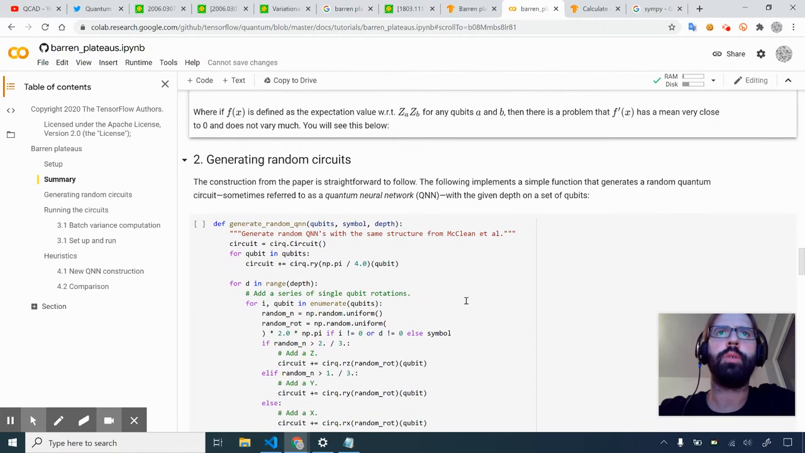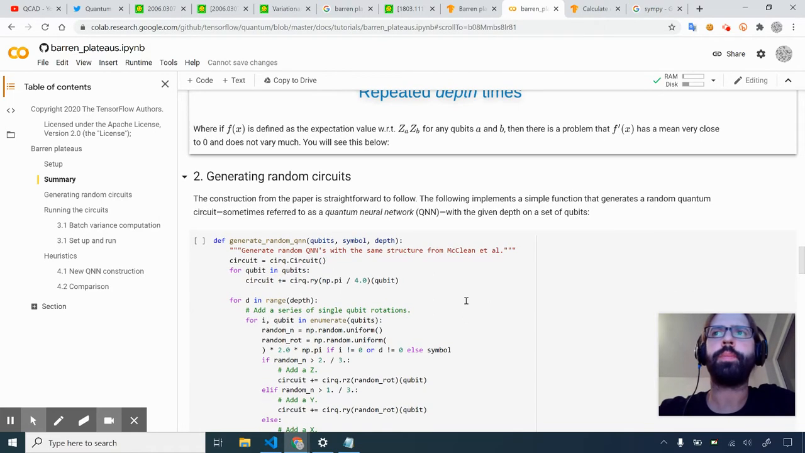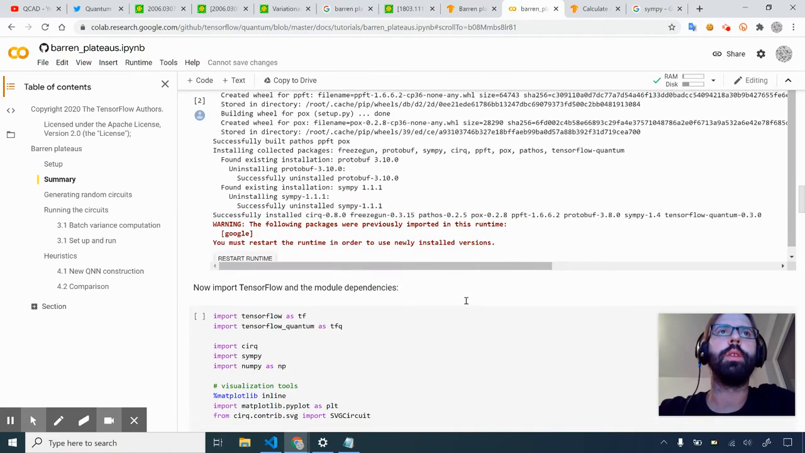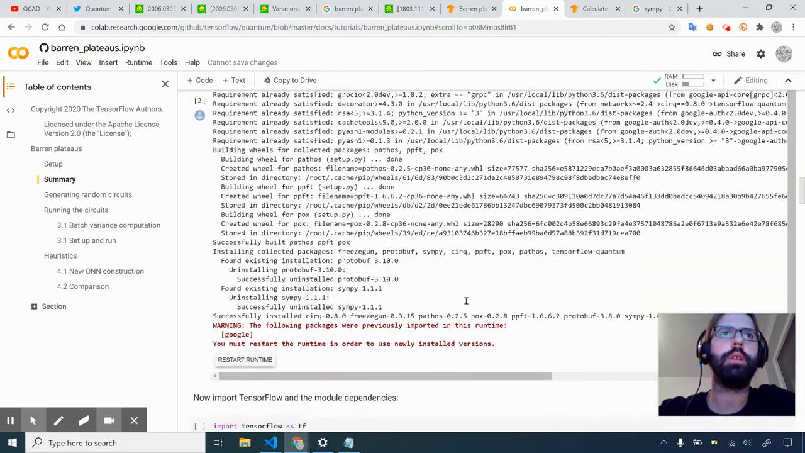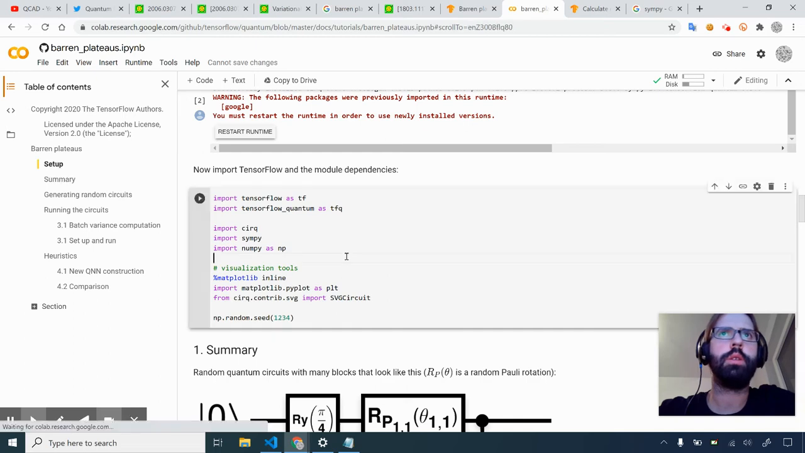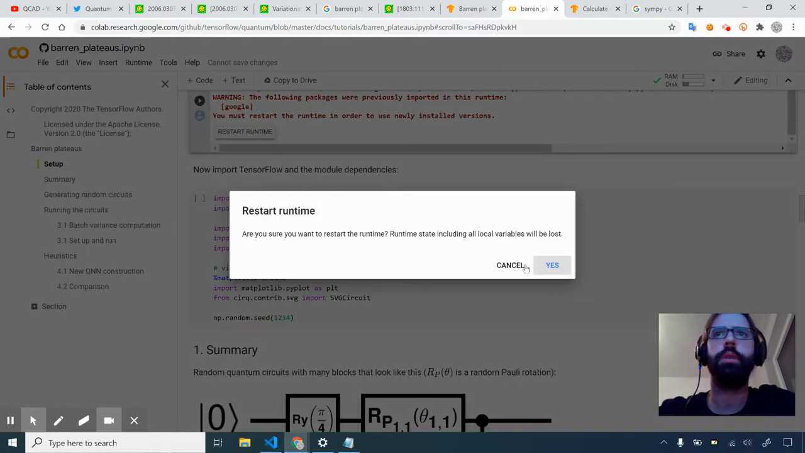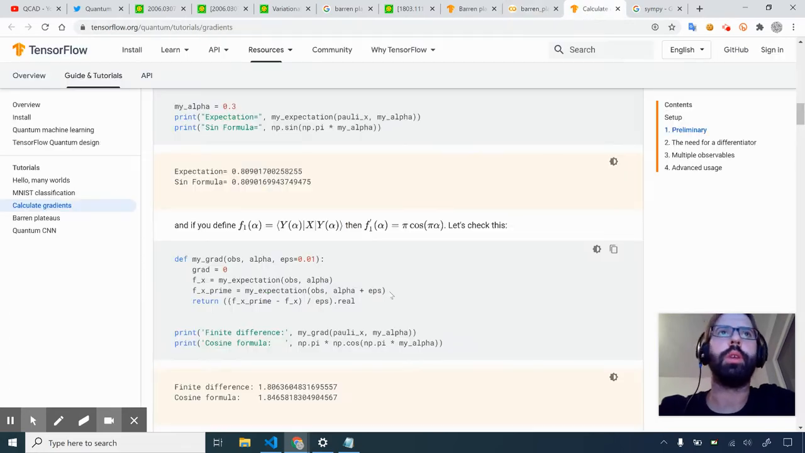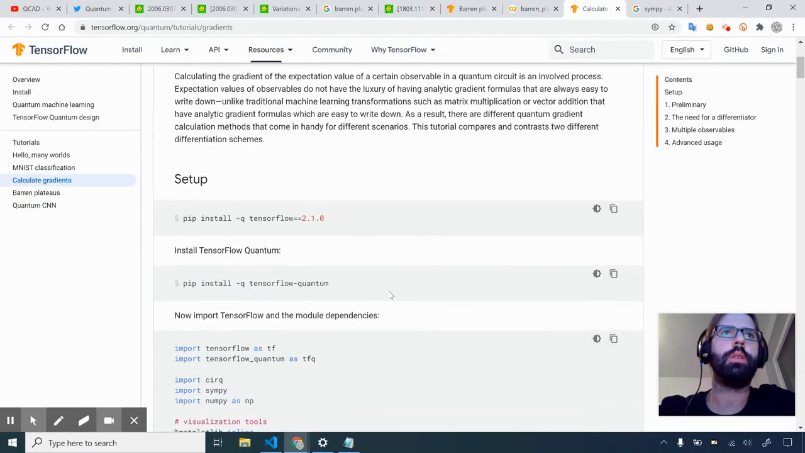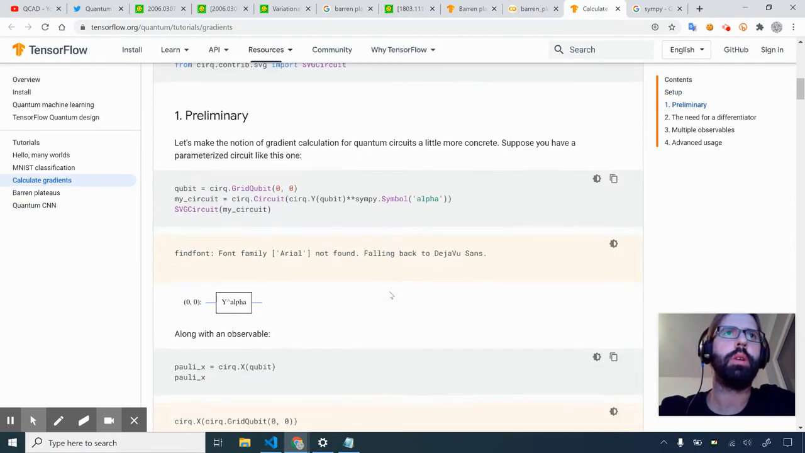Okay, so the first is generating random circuits. Is this done? Restart the runtime. Yeah. I might end up doing two things at once. Let's see what I do here. Preliminary. Let's make the notion of a gradient calculation for quantum circuits a little more concrete. Suppose that you have a parameterized circuit like this one.